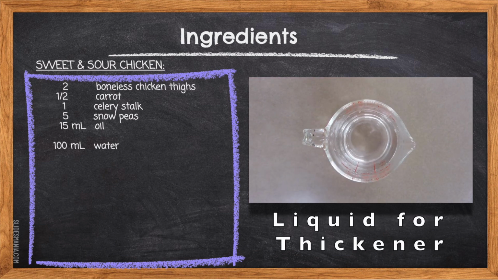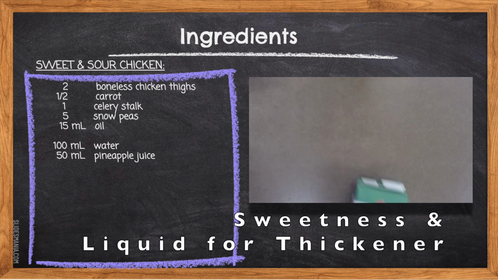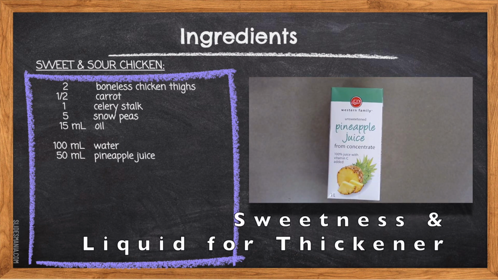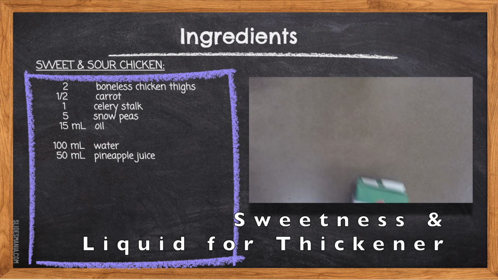Extra water is needed so that the cornstarch has enough liquid to absorb as it thickens during the cooking process. If we do not add the water, it will absorb all of our ingredients from our sauce, making a thicker paste-like sauce. 50 milliliters of pineapple juice. Pineapple juice is one of the liquids that the cornstarch will absorb during its thickening process. It is also one of the sweet ingredients in the sweet and sour chicken.